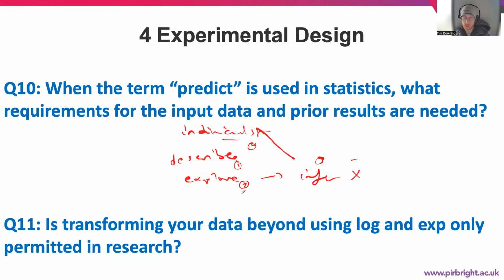And then finally, question 11, is transforming your range beyond log and exponential only permitted in research? Yes, you can transform your data further. It's whether that's sensible. The issue with transformation is that it may not make sense after transformation. And we look at examples where you can transform your data wildly into very, very different data, such that interpreting the results is very, very different. So this may make sense, and there are no rules, but there are clear consequences when it can go very, very wrong. So we'll look at that during Lab 1 itself.